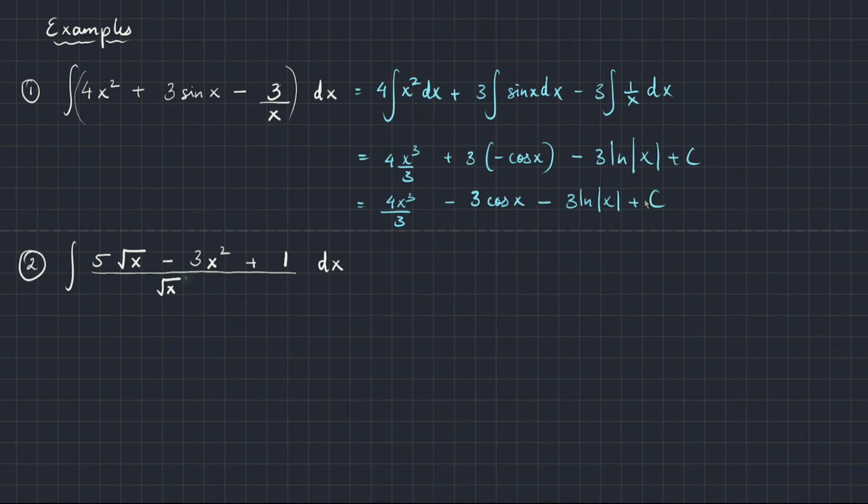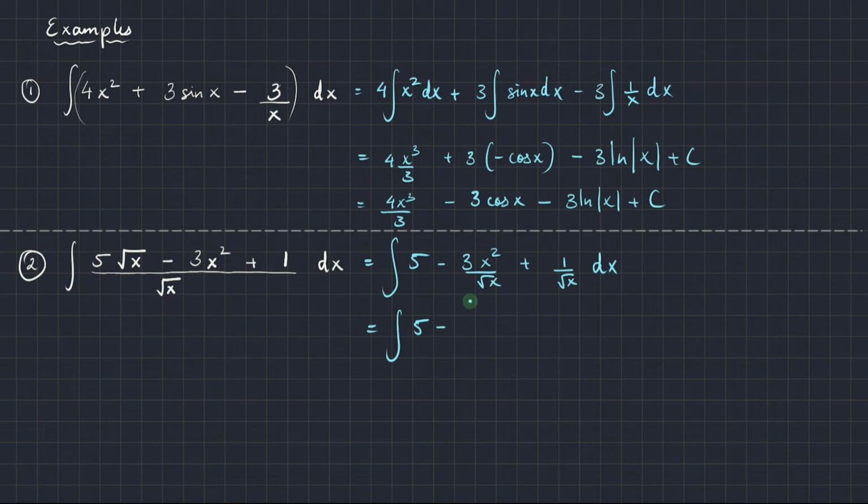Now for the next example, we're going to divide every term in the numerator by root x. So this gives us the integral of 5 minus 3x squared over root x plus 1 over root x dx. Rewriting this so that it's easier for us to integrate, this gives us the integral of 5 minus 3 times x to the power of 3 over 2 plus x to the power of minus 1 over 2 dx.